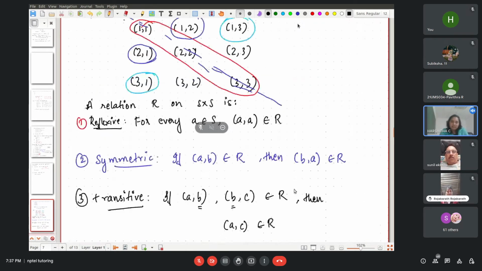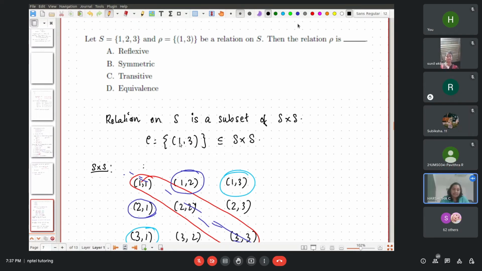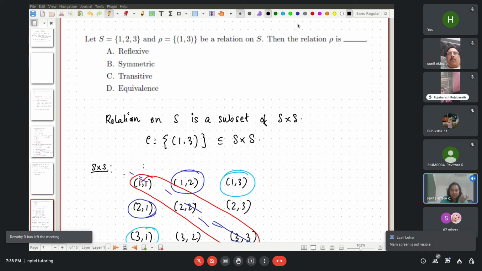Okay, now let's go back to this relation. So we have a set equal to 1, 2, 3, and we have the relation which is given by the singleton 1, comma 3. So can you just type out what conditions does this satisfy? Is it reflexive? Is it symmetric? You can type in the chat box.